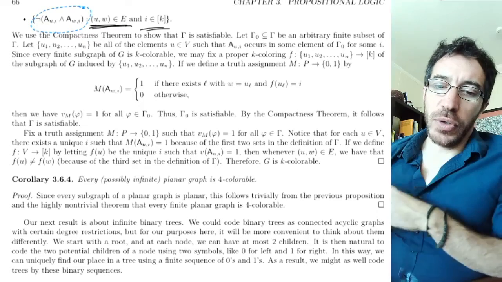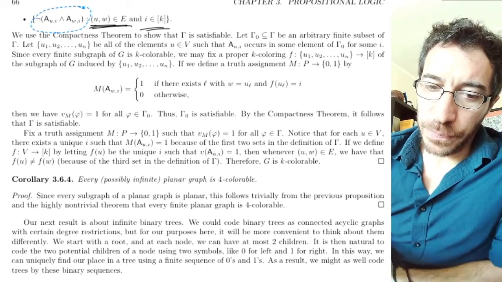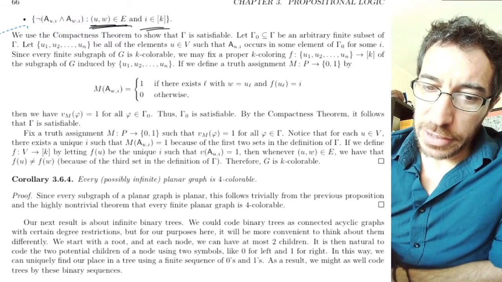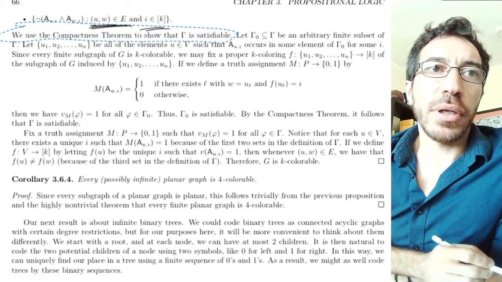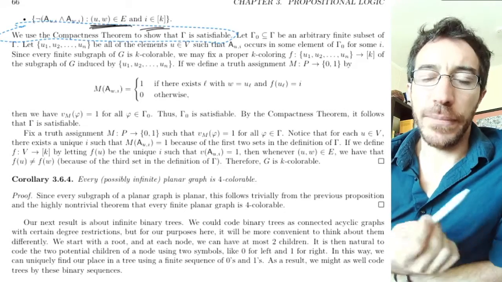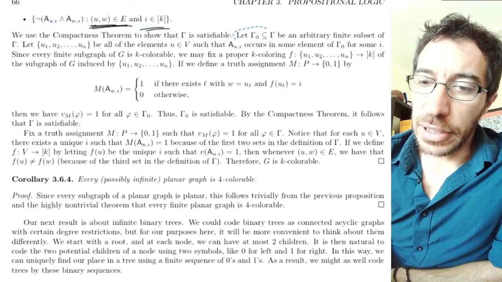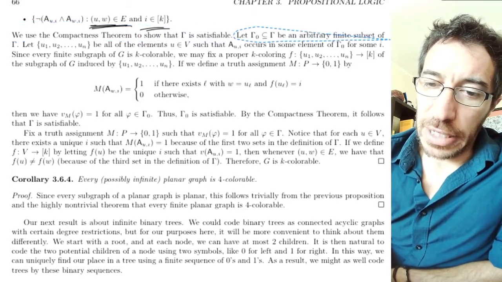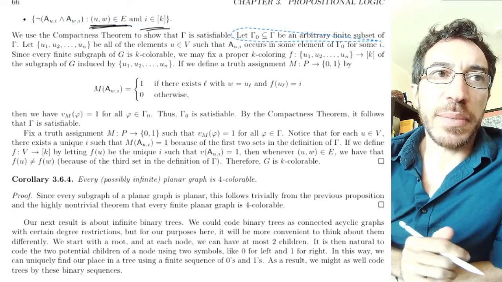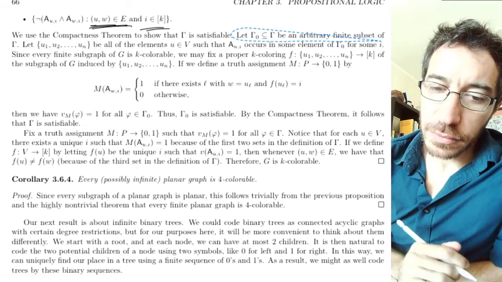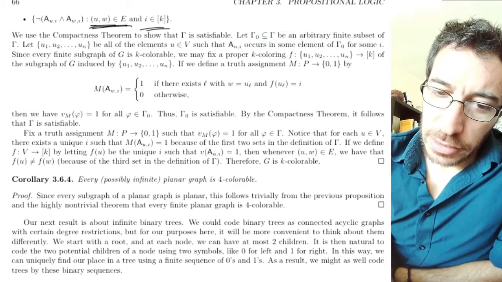Okay, so now we know that we have the right sentence, and now we want to show that it's satisfiable using compactness. Okay, so what do we do? Well, let gamma 0 be an arbitrary finite subset of gamma. Okay, it makes sense, because we have to show every finite subset is satisfiable. Good, so far that's what you expect.